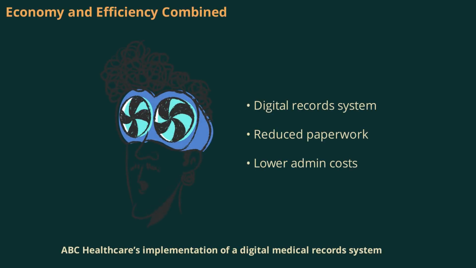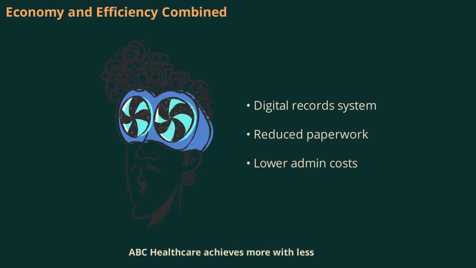ABC Healthcare's implementation of a digital medical record system is a great example of combining economy and efficiency. The system reduces paperwork, cuts administrative costs, and speeds up access to patient information. By investing in technology, ABC Healthcare achieves more with less, demonstrating how smart choices can enhance both cost saving and operational performance.